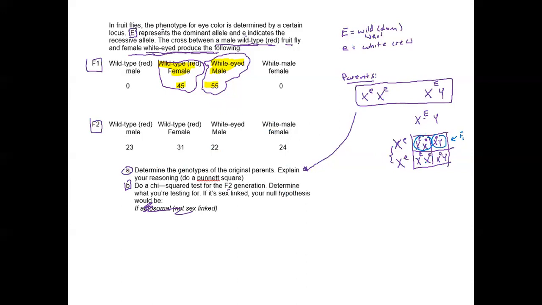Now it doesn't matter which one; I have to have a male and a female. And they're all the same, meaning all the females' genotypes are the same, all the male genotypes are the same. So I'm going to cross them over here, and then we can see what we got.